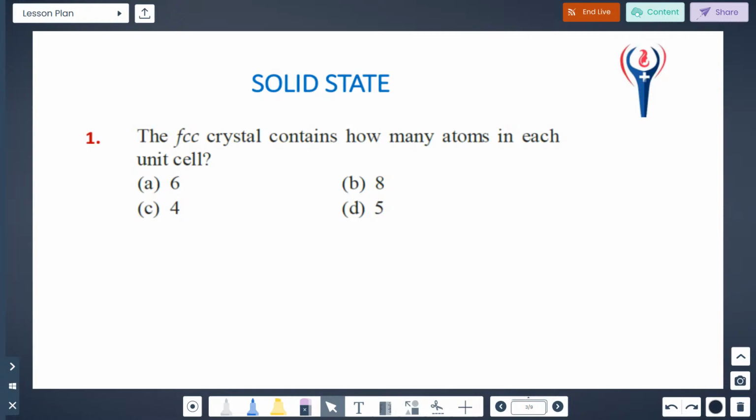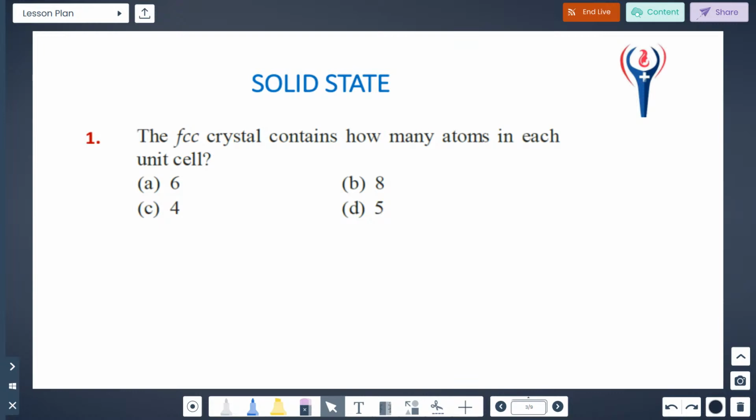the atoms occupying the corner as well as the face center. Okay, first you should know. Simple cubic means atoms are present only in the corner. BCC means atoms are present in the corner as well as the center of the cube. In the case of an FCC crystal, the atoms occupy the face center as well as the corner. Okay, so if you know this, you can easily find the answer for this question.